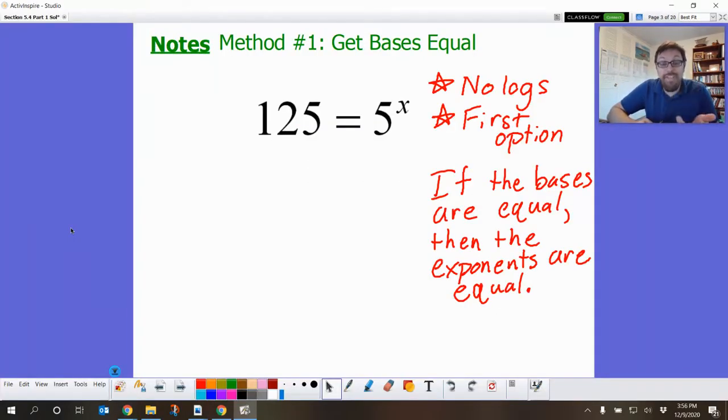So is getting the bases equal. Now, some of the identifiers for this one is that I don't see any logarithms. Again, these first two are based in exponentials. It is the first thing that you want to try to do because it is the easiest thing to do of all of our options. The idea is that if we can get these bases to be the same, then the exponents must also be the same. So I have 125 equals 5 to the x.